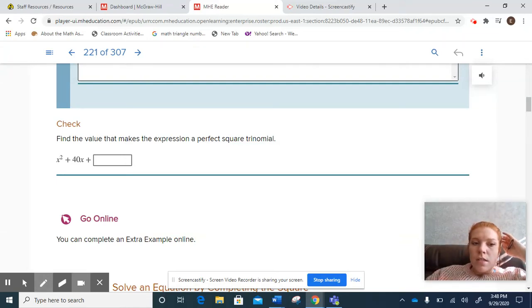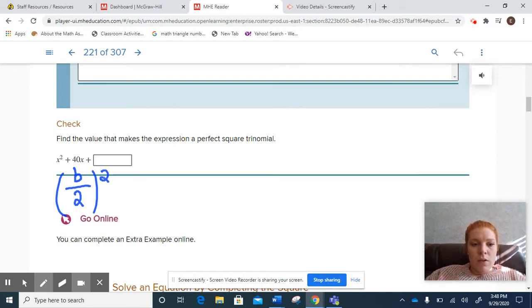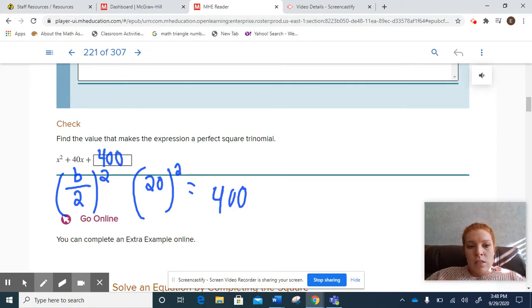Okay, so this is the next part of example one. It says find the value that makes the expression a perfect square trinomial. So without any other steps, we are going to take b, which is the 40, divided by 2, squared. So 40 divided by 2 is 20. Okay, squared is 400, I believe. 400. Okay. So that's how you complete the square.